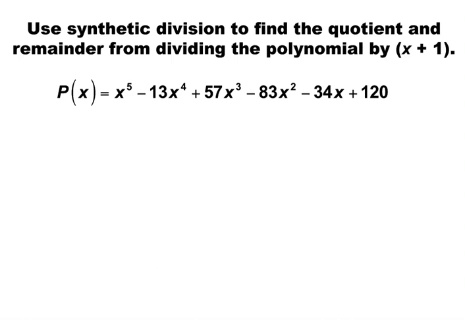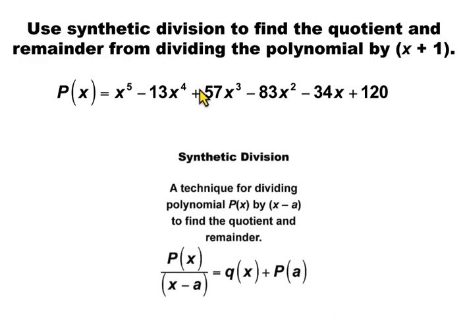Use synthetic division to find the quotient and remainder from dividing the polynomial by x plus 1. Synthetic division is a way of dividing one polynomial by a linear binomial to find the quotient and remainder.